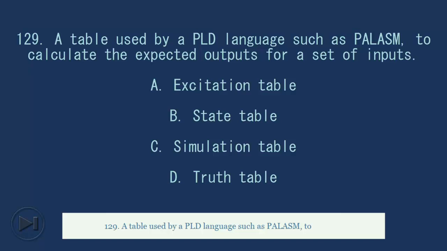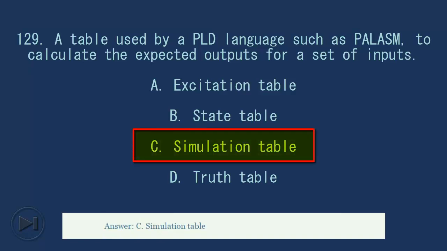129. A table used by a PLD language such as PLASM to calculate the expected outputs for a set of inputs. A. Excitation table. B. State table. C. Simulation table. D. Truth table. Answer: C. Simulation table.